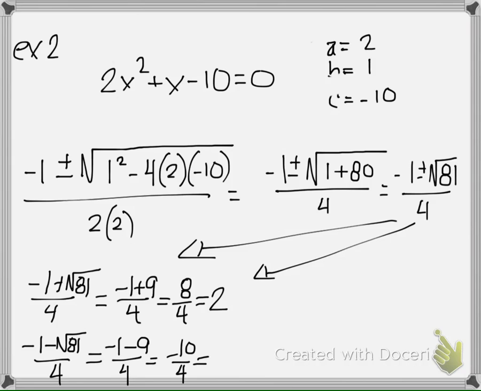So now we end up with a fractional answer, and it's improper. So that's going to be negative 2 and 1/2. There's our two answers that solve this quadratic equation. Go ahead and pause it, copy it down. Got one more example for you.